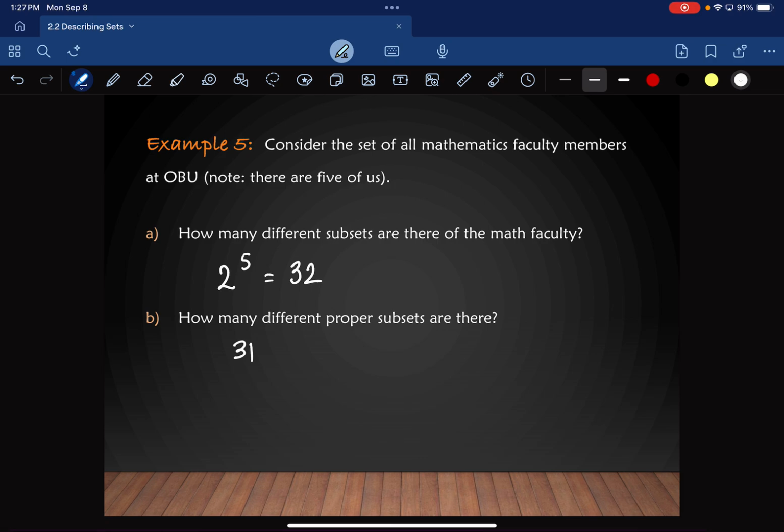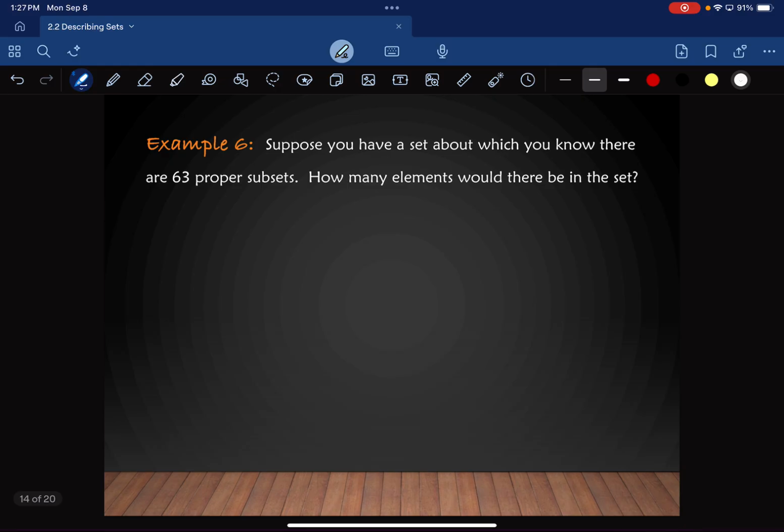Okay, so not only can we take a number of elements like we just did on that problem and figure out how many subsets there are, we can also take the number of subsets or proper subsets and figure out how many elements there are. So let's suppose that we have a set about which we know that there are 63 proper subsets. How many elements would there be in the set? So let's think backwards, right? This is a working backwards example kind of problem.